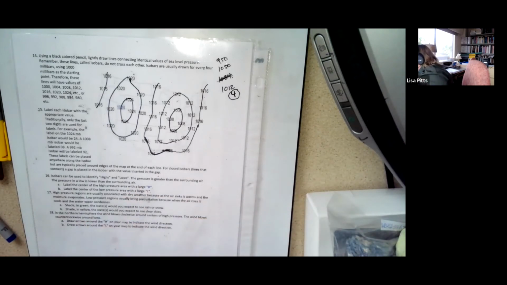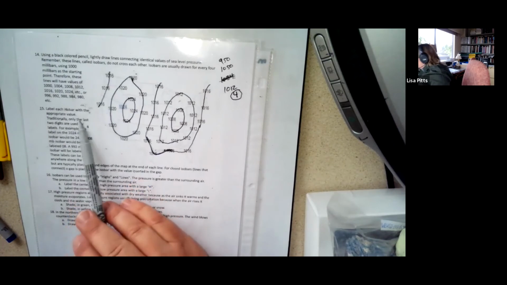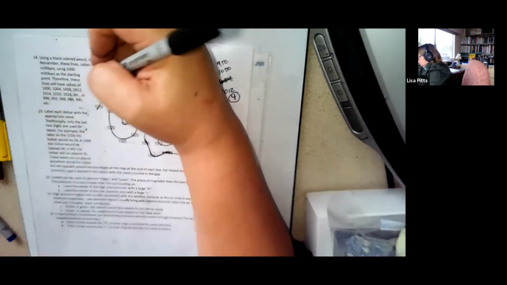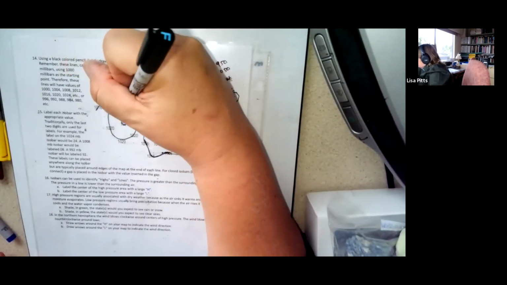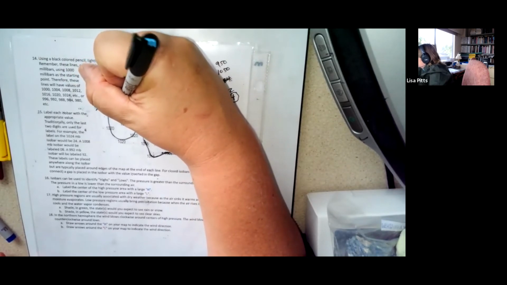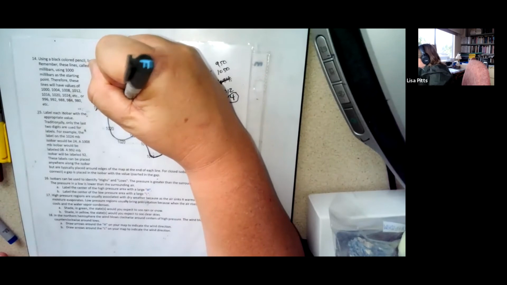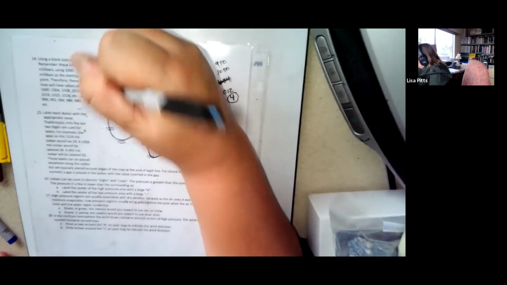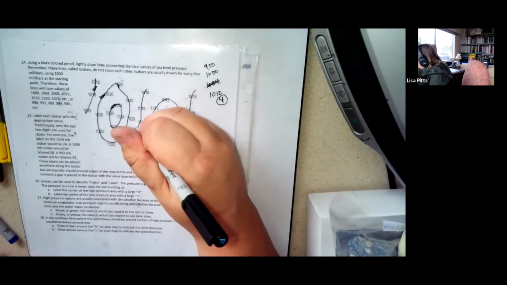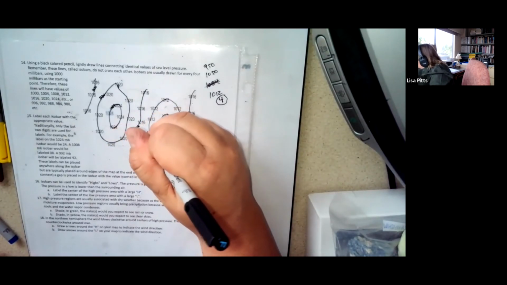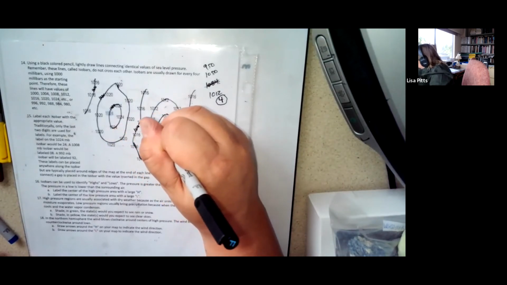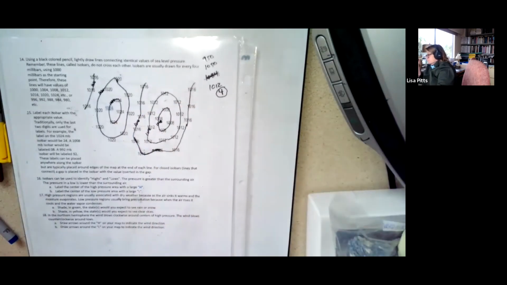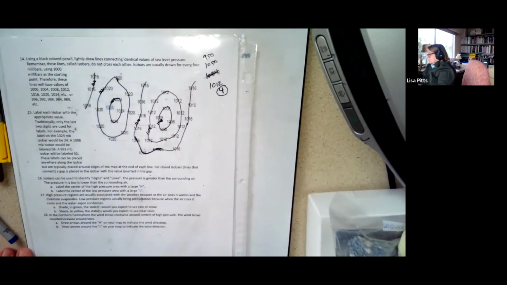And so it says label each isobar with the appropriate value. So we'll label this one 1024. You only have to label it once. 1020, 1016, 1012, 1008.